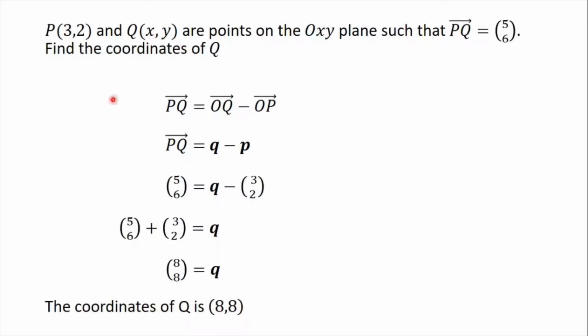So you see that with this, we have been able to find the components or the coordinates of point Q. The coordinates of point Q are the same as the components of position vector Q. So the coordinates of point Q are 8 and 8.